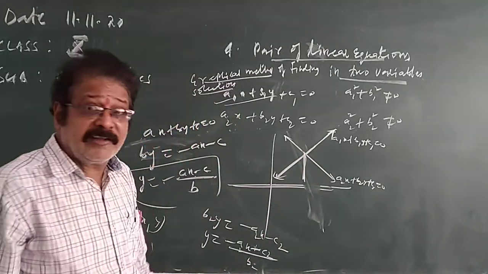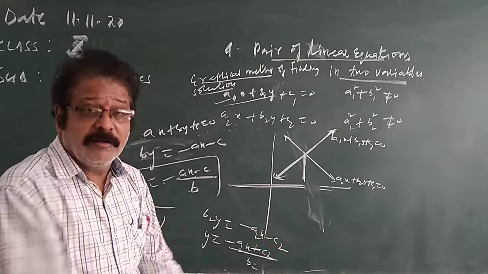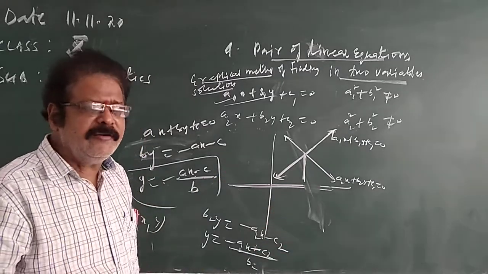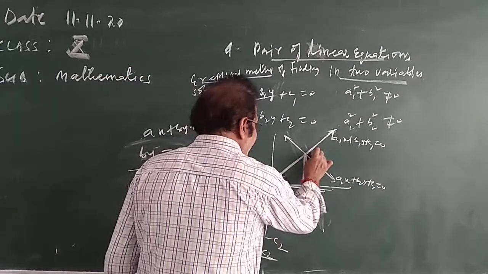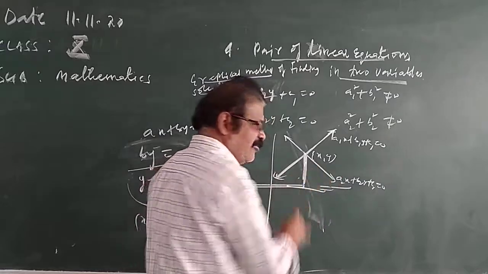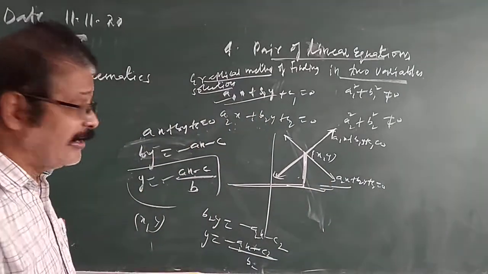Unless you draw the lines, we can't say whether they are intersecting or not meeting. When you draw it, we can come to know where these two intersect. That is the meeting point. That is called the solution. Like this, you can draw the graph.